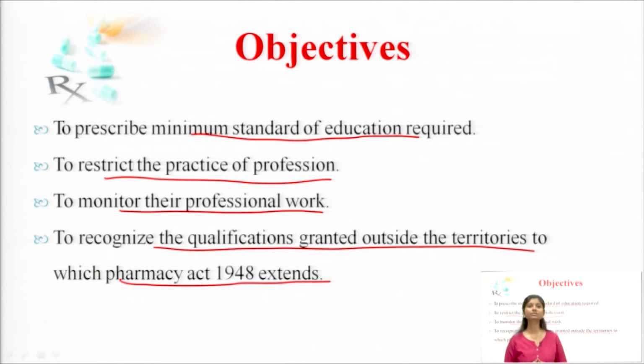If we talk about the minimum standard of education required, we all know that in the present condition there are degree, diploma and master's degree in pharmacy. We can also go for a doctorate, but the minimum is diploma, that is the diploma in pharmacy. Then it comes to degree. Diploma course is of 2 years, degree course is of 4 years, and then master course is again for 2 years. So what is the minimum standard of education required?